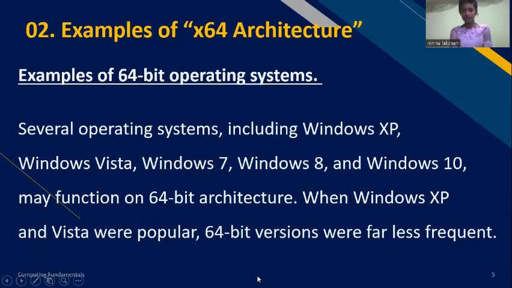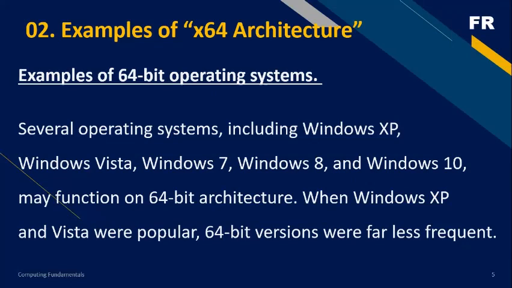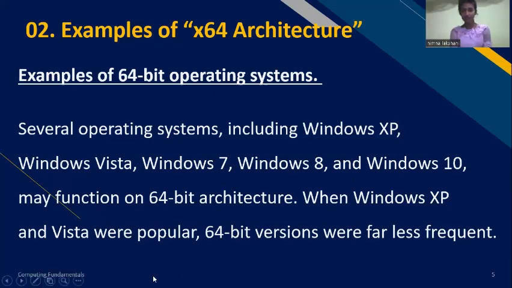Examples of 64-bit operating systems: several operating systems, including Windows XP, Windows Vista, Windows 7, Windows 8, and Windows 10 may function on 64-bit architecture. When Windows XP and Vista were popular, 64-bit versions were far less frequent. Next, we will explain x64 architecture history.